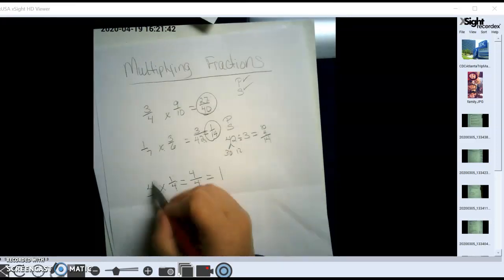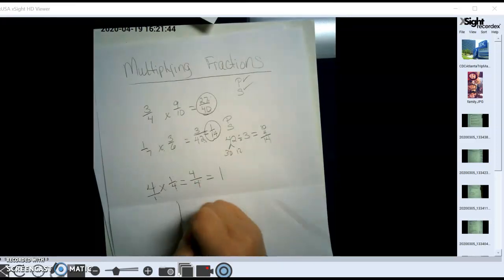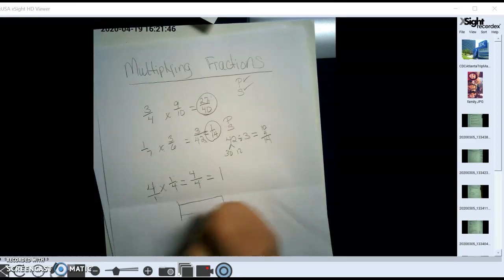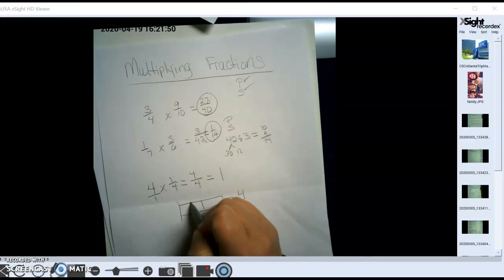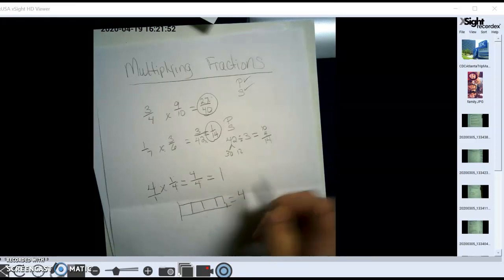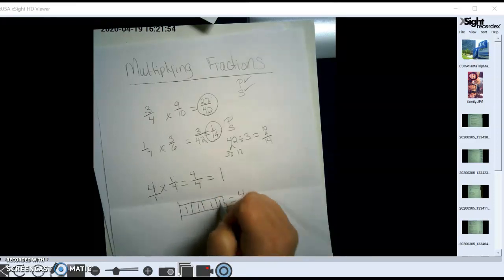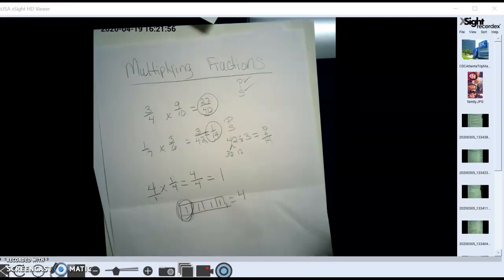So 1/4 of 4 is 1. And if we did a model, we would see that. Because we'd say, okay, well, the total is 4, and I want to find out what 1/4 of it is. Well, 4 divided by 4 is 1 in each one. So 1/4 is 1. That is my answer.